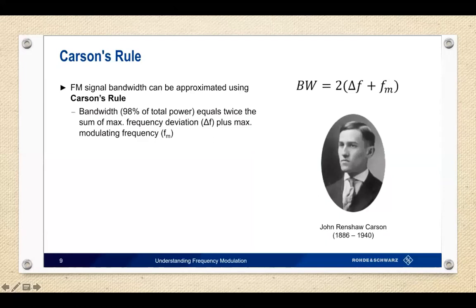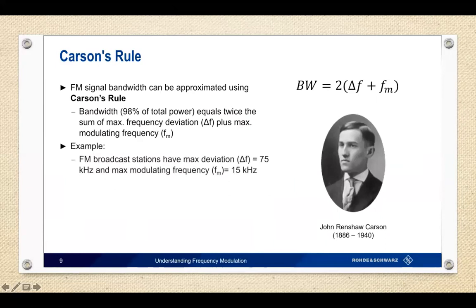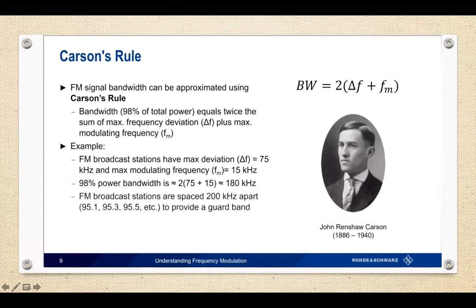sum by 2. For example, a commercial FM broadcast station with a maximum frequency deviation of 75 kilohertz and a maximum modulating frequency of 15 kilohertz would have a bandwidth of approximately 180 kilohertz. FM broadcast stations are spaced 200 kilohertz apart to provide an additional guard band to prevent interference between adjacent frequencies.